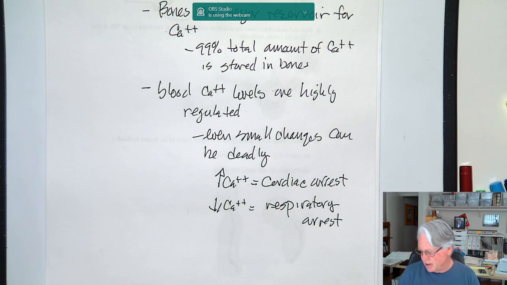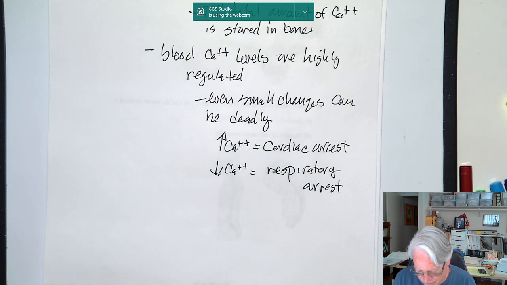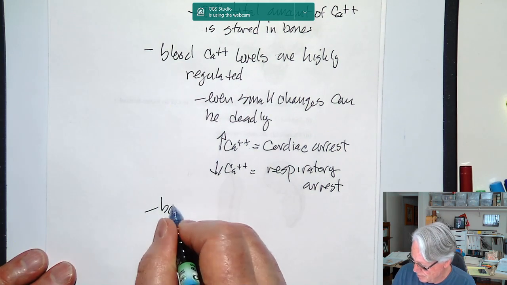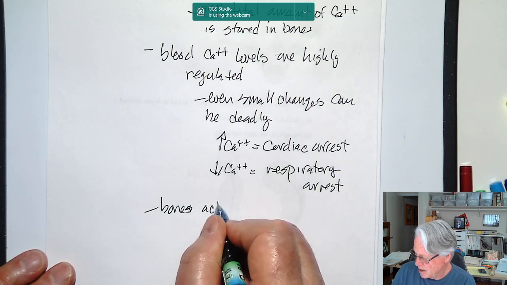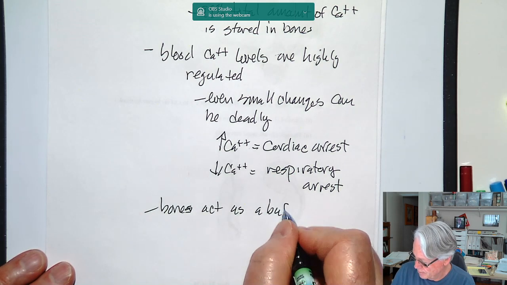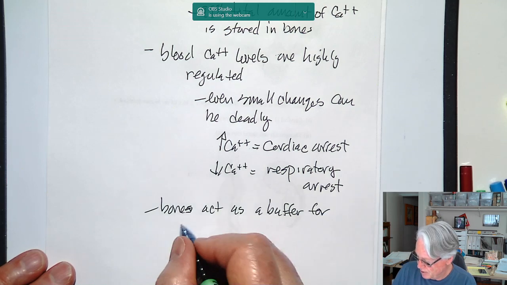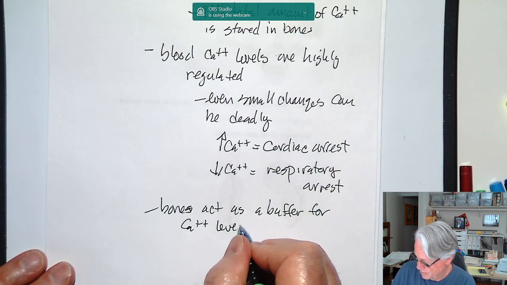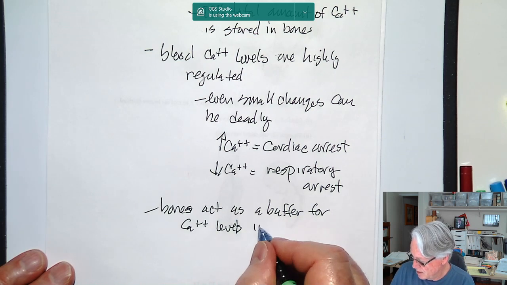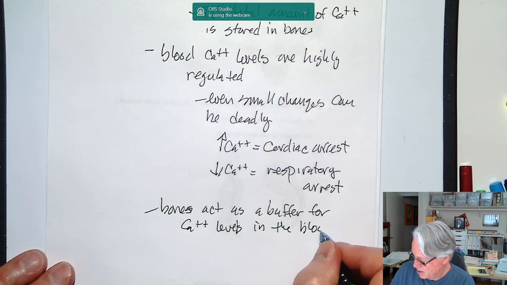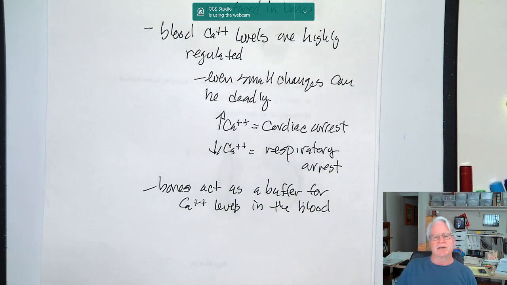Not only that, but calcium is used for a number of other kinds of functions in the body. So, for example, nerve cells, enzymes, and blood clotting all depend on calcium to be at their proper levels in the body. So, therefore, bones act as a buffer for calcium levels in the blood. Too much calcium and we can put it into bones. Not enough calcium, we can take it out of bones. Okay.